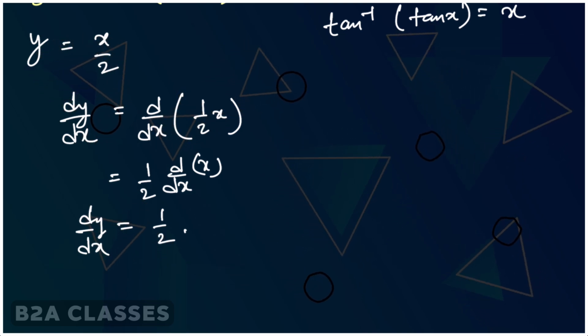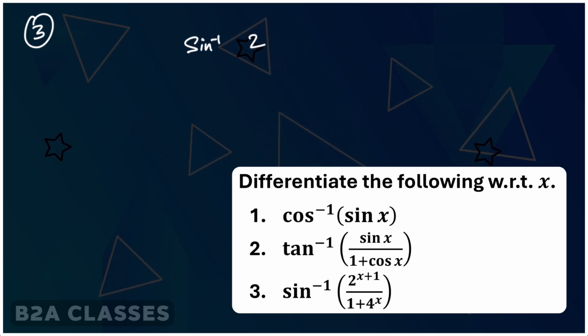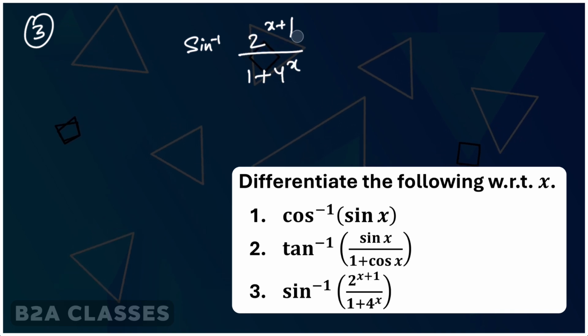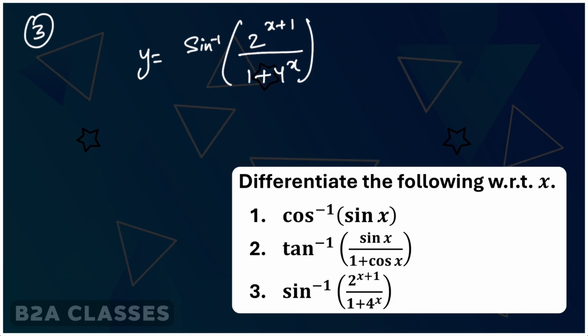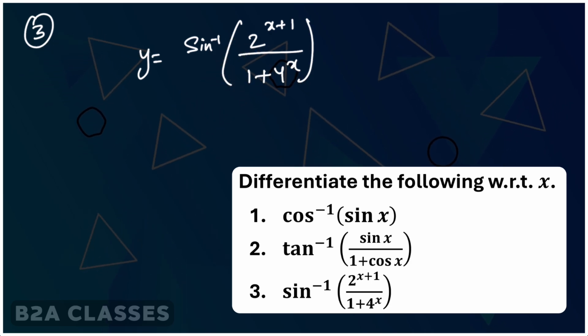Now we'll move on to the last problem. The function is sin inverse of (2 power x plus 1) by (1 plus 4 power x). This is our next question. So let's say y equals sin inverse of (2 power x plus 1) by (1 plus 4 power x), and we have to find the derivative of this function.